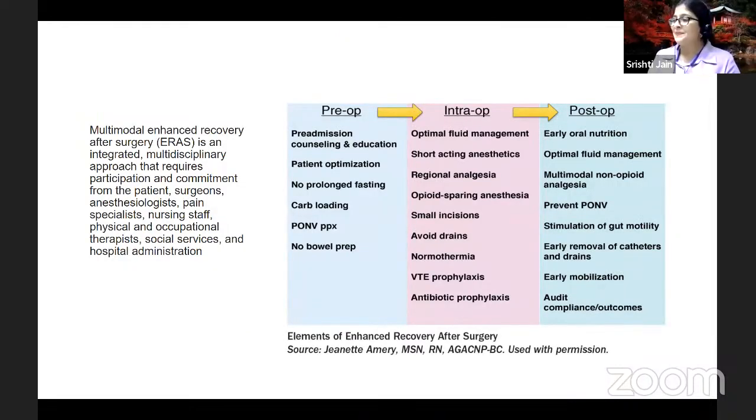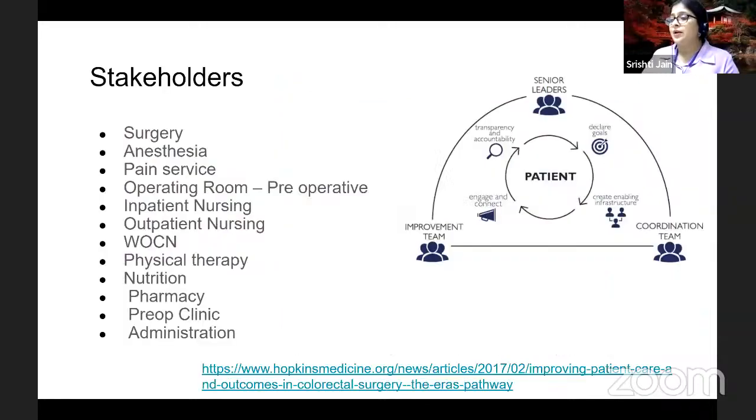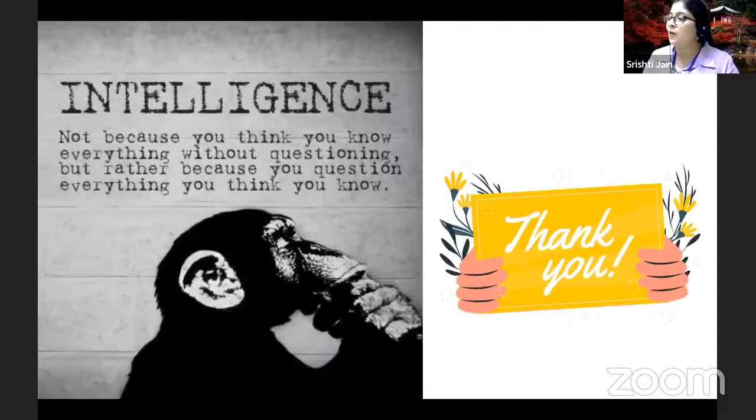So again, coming back to the components of ERAS, these are the components of ERAS. What will make you a good surgeon, if you are amongst the top 75% of the surgeons, is your intention to follow evidence-based medicine. And again, it is not an individual effort, it is a team effort. So who are the stakeholders? Stakeholders are all of us: the surgeons, the anesthetists, the pain services, OR team, nursing team, nutrition team, pharmacy team. Everyone, all of us as a team are the stakeholders to make sure that ERAS is implemented in our hospital.